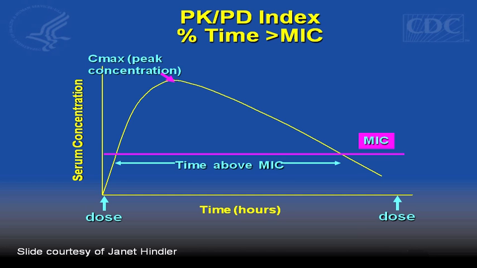Well, this time above the MIC is a parameter that's useful for predicting beta-lactam activity. So this is a parameter that was looked at for both the cephalosporins and the carbapenems. What is the percent time above the MIC? And this predicts clinical outcome or clearing of the bacteria.